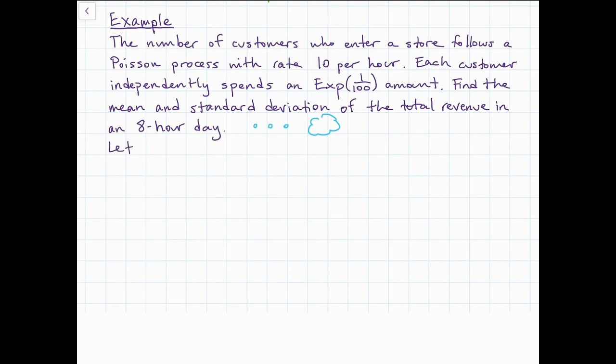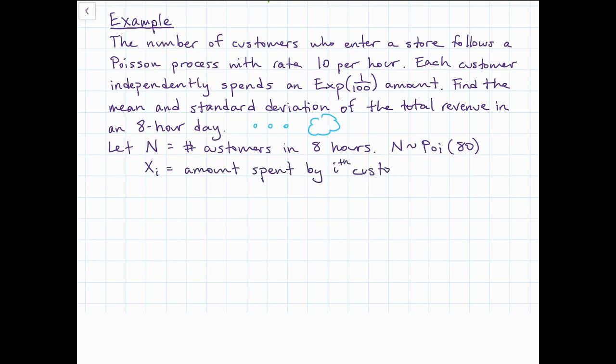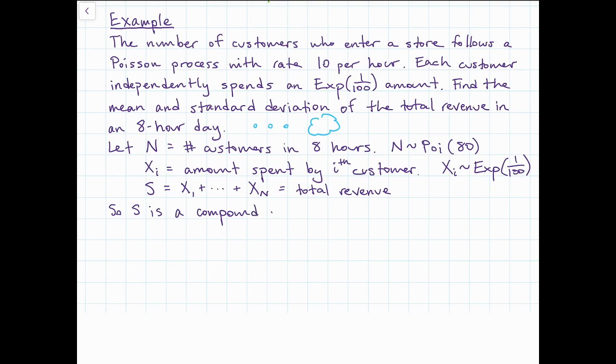So let's suppose we're going to let n equal the number of customers in the store in an 8-hour day. Now, obviously, n is going to be Poisson with parameter 8 times 10, so 80. And we'll let xi equal the amount spent by the ith customer. And we're actually told the distribution, it's just exponential with 1 over 100. And then finally, s is just this random sum, x1 plus dot dot dot plus xn, capital N there, which is the total revenue of all of these customers. So we can see here, by the definition, that s is a compound random variable.